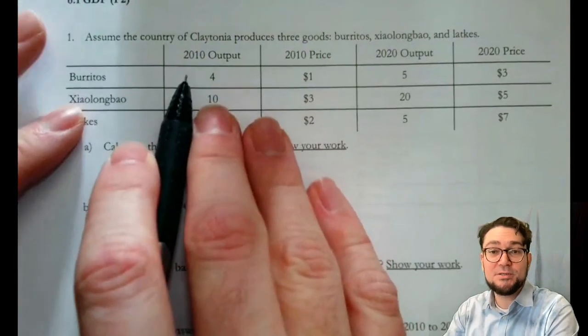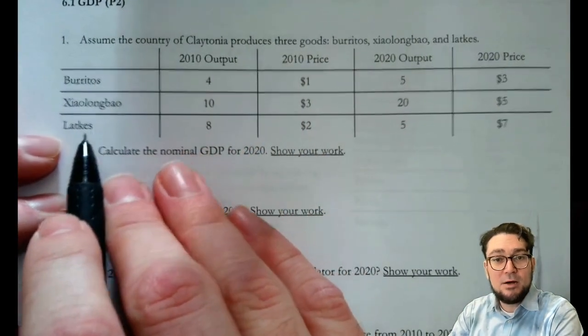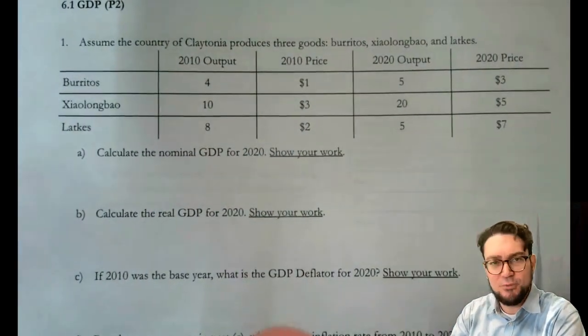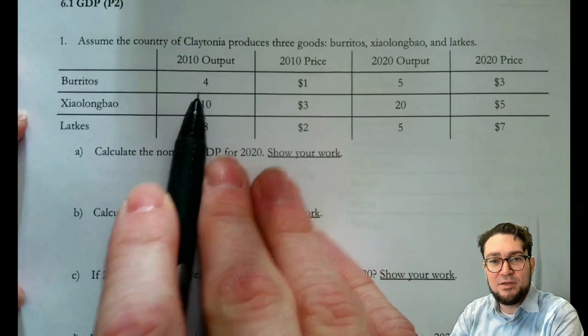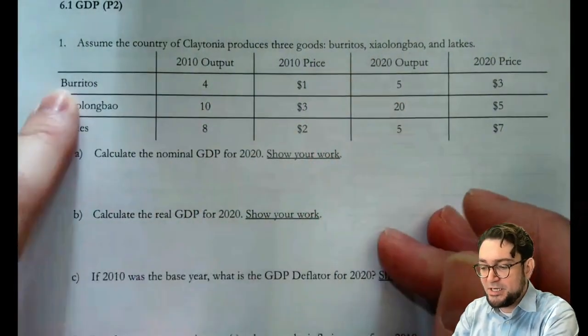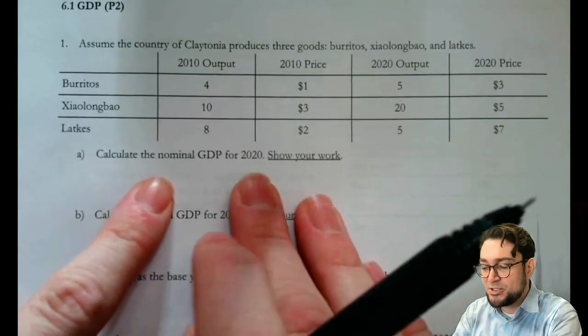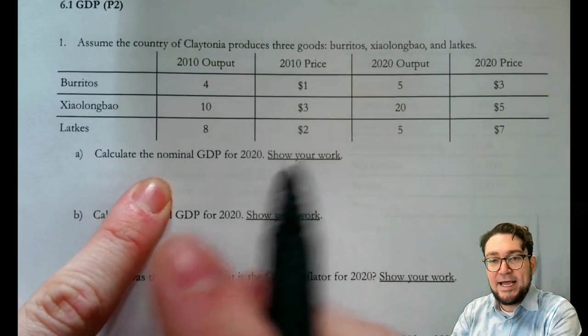Okay, so the first part says, assume the country of Claytonia produces three goods: burritos, xiaolongbao, and latkes, which are three traditional foods. In 2010, they made this many of these goods, and this was the price. And in 2020, they made this many, and this was the price. The first question asks us to calculate their nominal GDP for 2020 and to show our work.